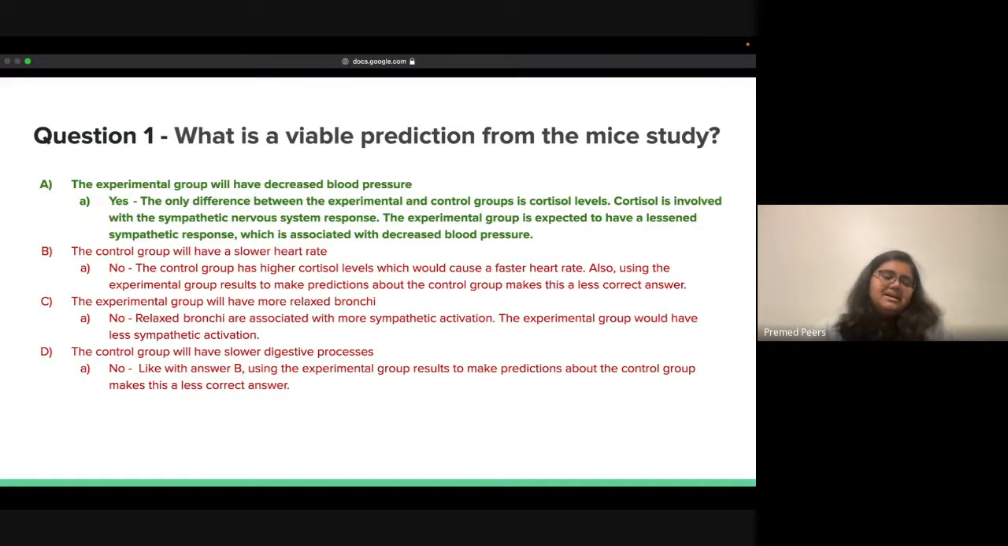This might be a tricky one to choose between A and D, but D is less correct than A because right now we're focusing on the higher cortisol levels in the experimental group. And so using the experimental group results to make predictions about the control group is less correct than the first answer. The first option is more correct.